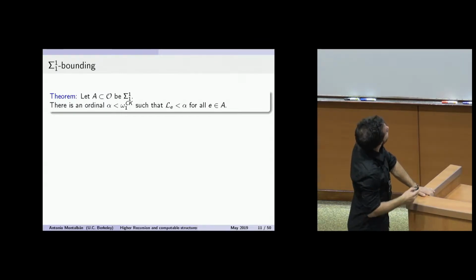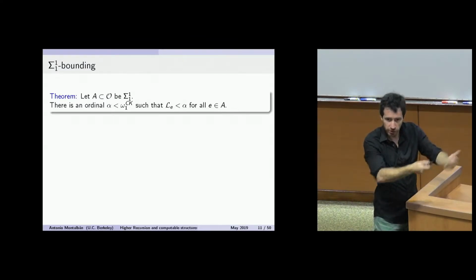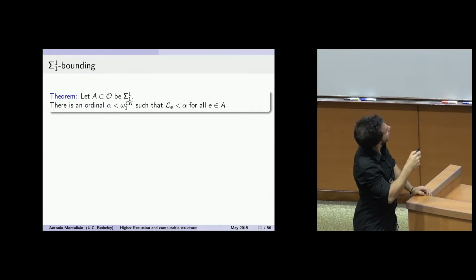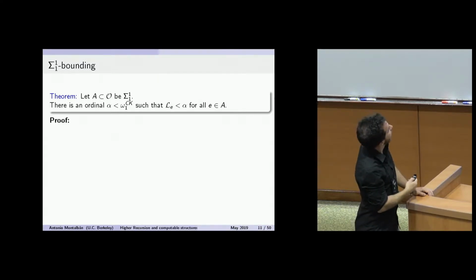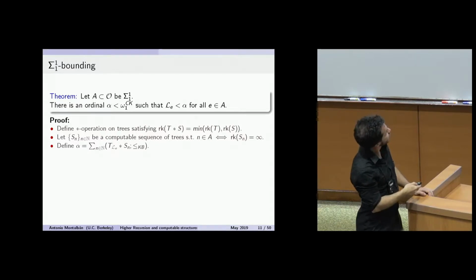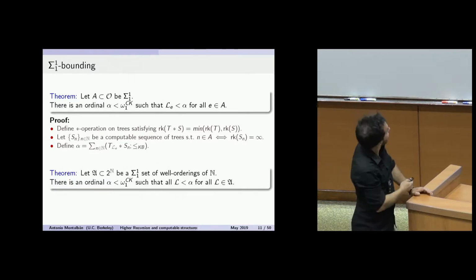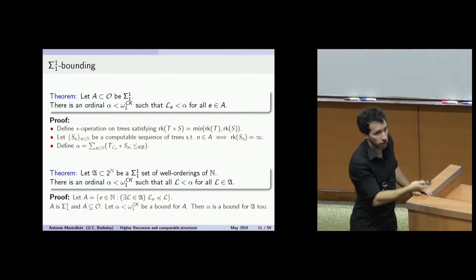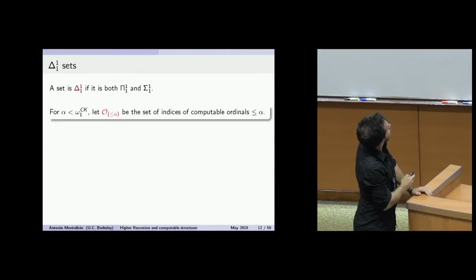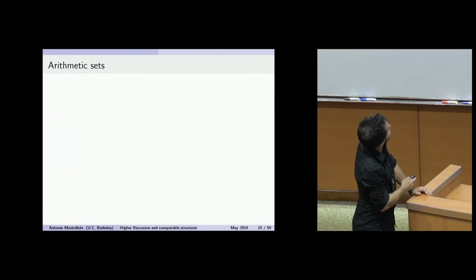And here is Sigma 1 bounding, so we're going to use this one. Let me slow down for this one. If we have a subset of O, a set of indices of well orders, and the set is Sigma 1, then it has to be bounded below some alpha that is strictly below omega_1^CK. So some computable alpha that is larger than all these L_b's. And this is the constructive proof. The other proof, like Liang mentioned, is essentially that O itself is not Sigma 1. It also works for presentations of well orderings instead of indices for presentations of well orderings. And Delta^1_1 sets are Pi^1_1 and Sigma 1.